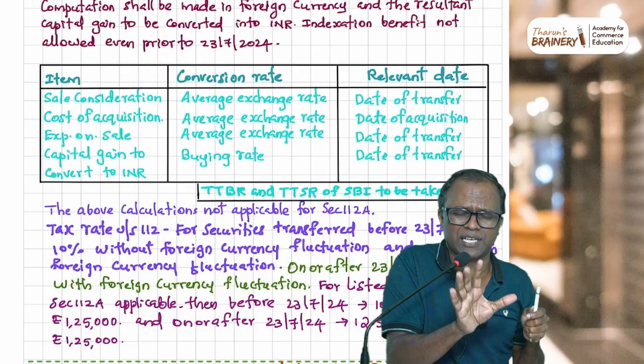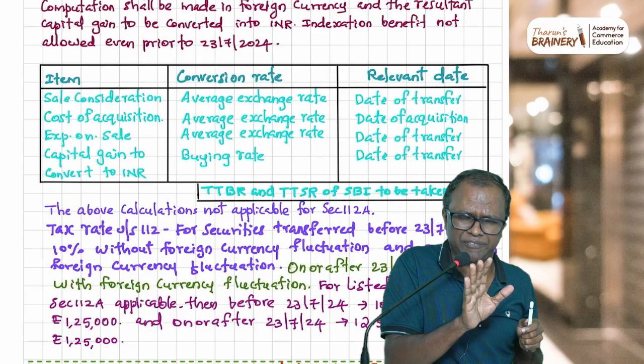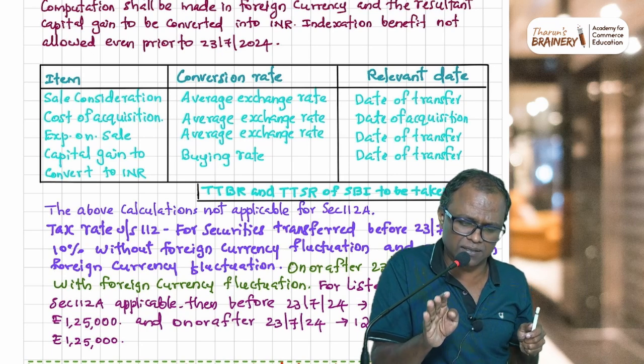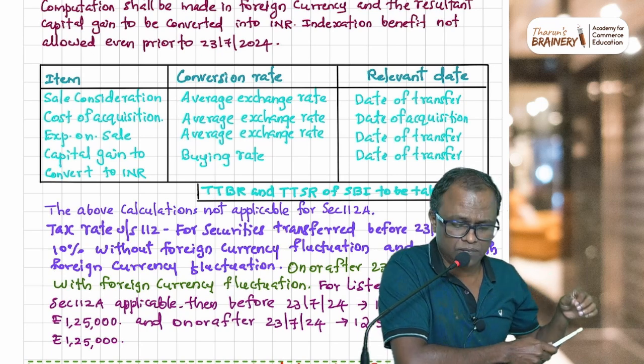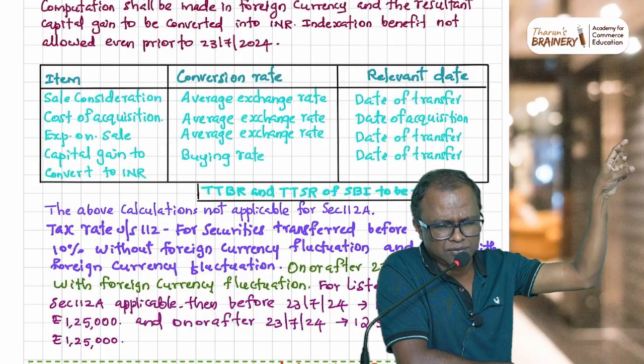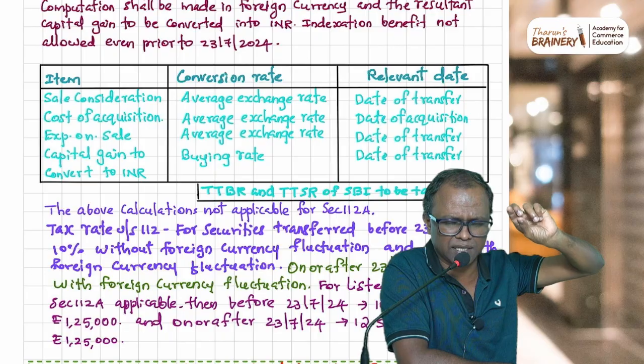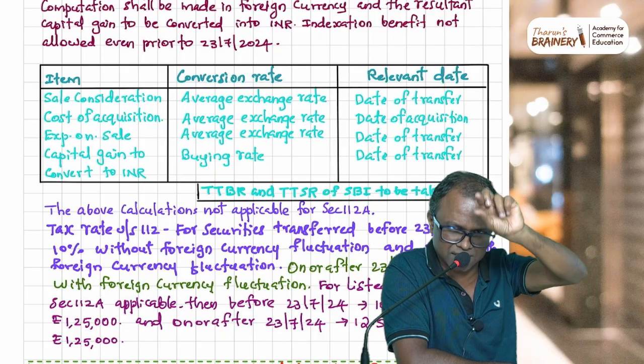You have to use the average exchange rate of SBI. How will we take the average exchange rate? Telegraphic transfer buying rate plus selling rate divided by 2 on the date of transfer. By using that rate, full value of consideration in INR divided by this average exchange rate, we will get the foreign currency full value of consideration.